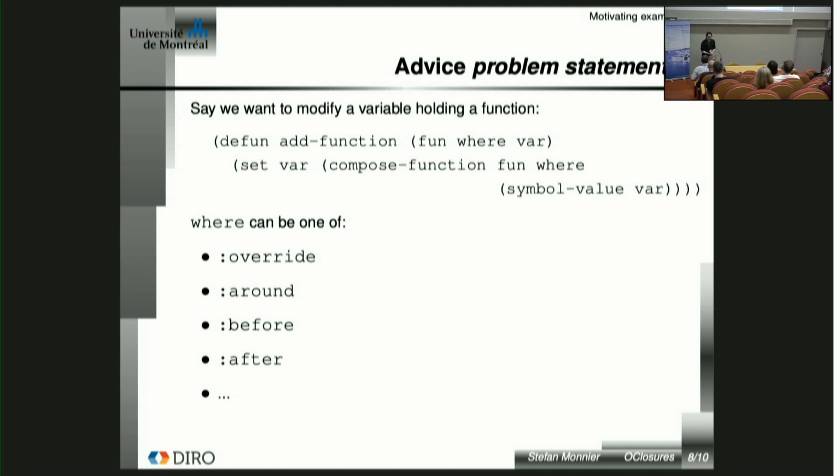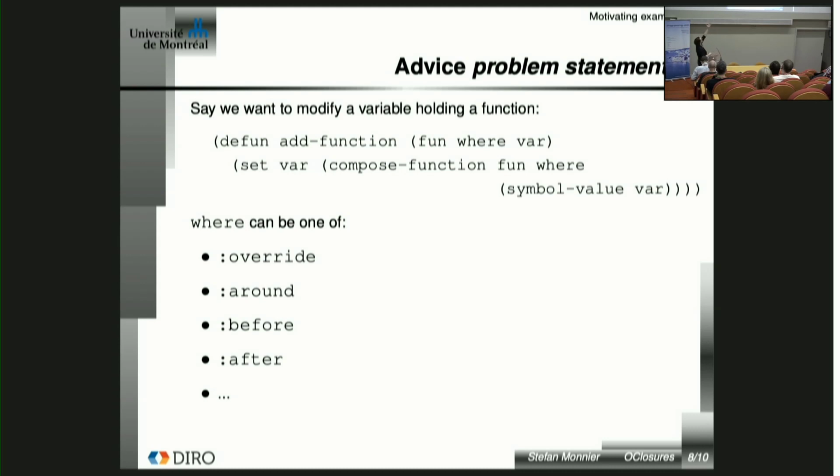Okay, so here's the motivating example. If you use Emacs, you might have heard of advice. And this is basically what is behind advice. So say you have a function stored somewhere, typically in a variable, and you want to be able to change it, modify it somehow, by just adding functionality to it.